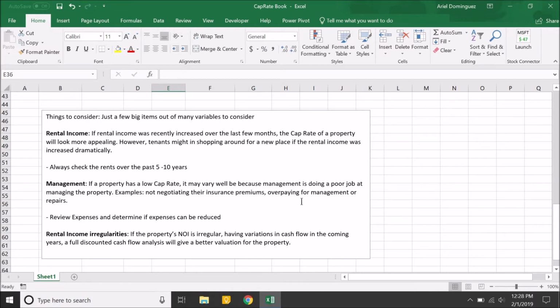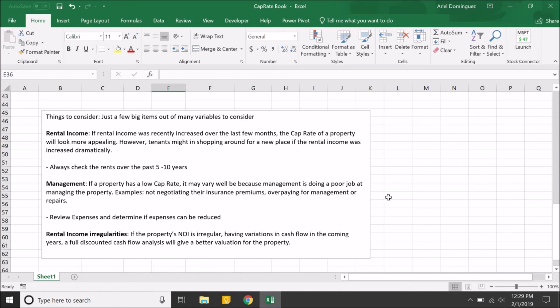So always check the rent over the past 5 to 10 years, as long as you possibly can when valuing a property. Another thing that the cap rate doesn't consider is the management. Sometimes a property can have a low cap rate, but that could be due to management's poor management of the property. For example, they might not be negotiating their insurance premiums, or they might be overpaying on management fees or repairs each month, bringing down that net operating income, making that cap rate a little bit lower.